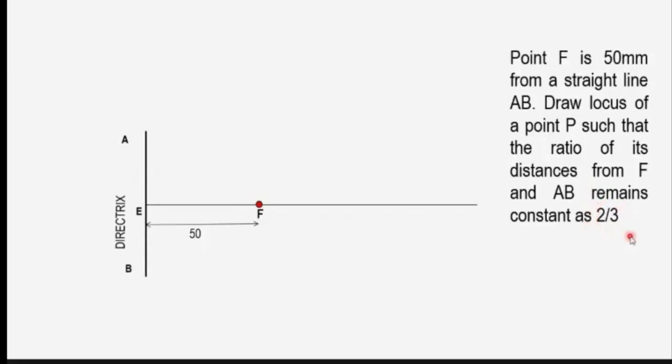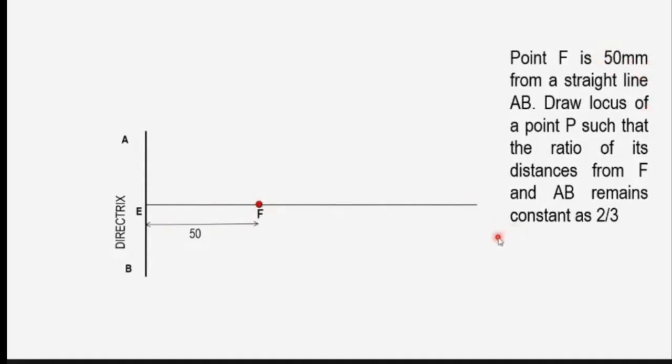So a line AB is given, that is known as the directrix. We have a point E here. At point E, we draw a perpendicular on AB. This line, extend it up to any length. And at a distance of 50 millimeter that is given in the problem, locate point F. So one focus point is given to us.